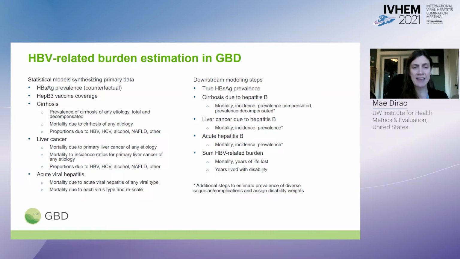And then once we have estimates for cirrhosis, liver cancer, and acute hepatitis due to hepatitis B, we sum the burden of the mortality, years of life lost to premature mortality, and years lived with disability. I won't go into details of how we estimate years lived with disability because of our focus today on elimination targets, but again, that's an area where I would love to discuss with interested parties after the talk.